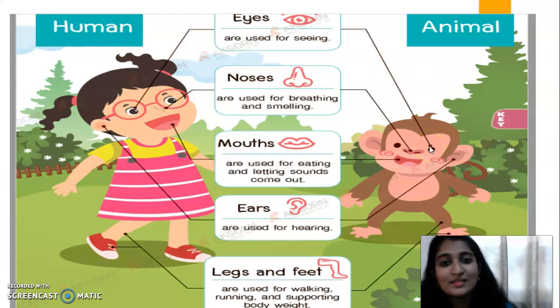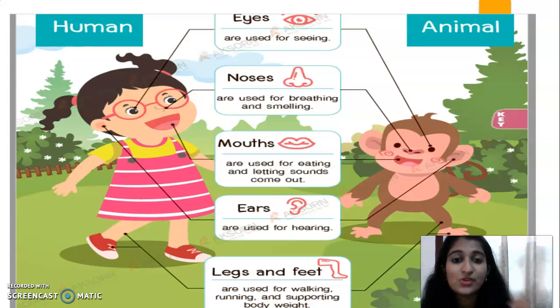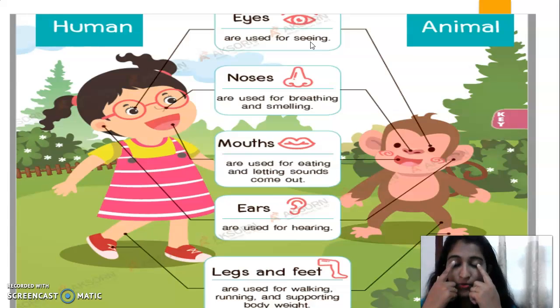Humans and animals have eyes. Where are your eyes? We have two eyes, one, two. Eyes are used for seeing.